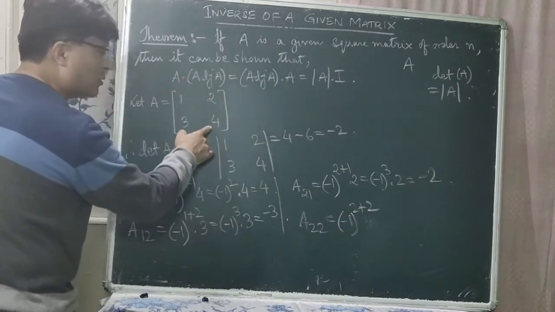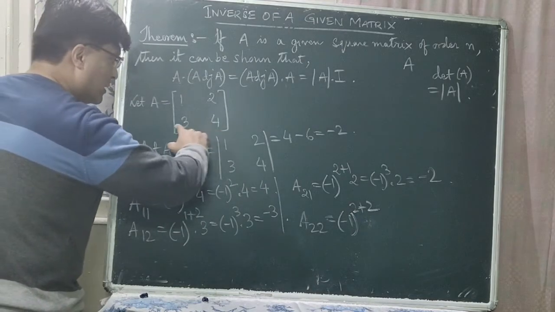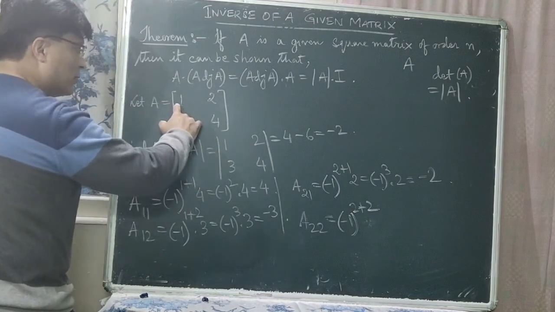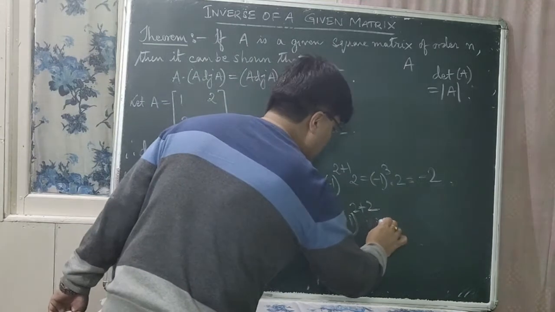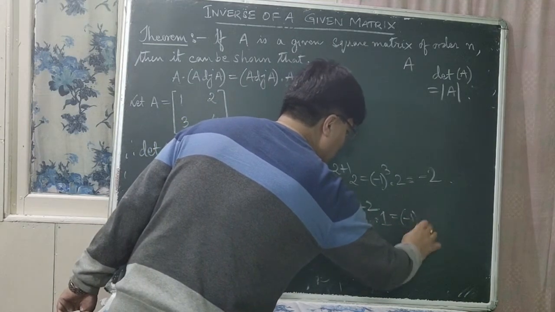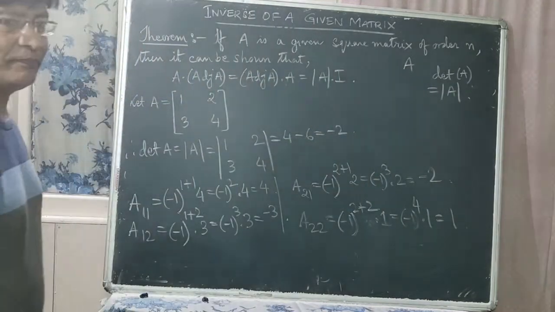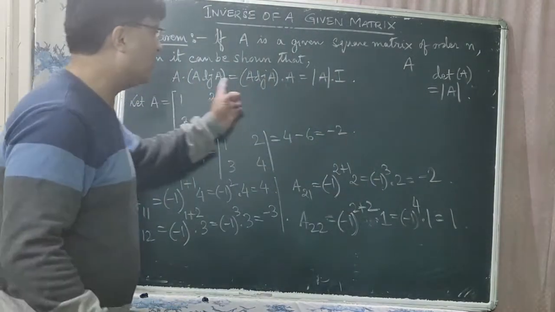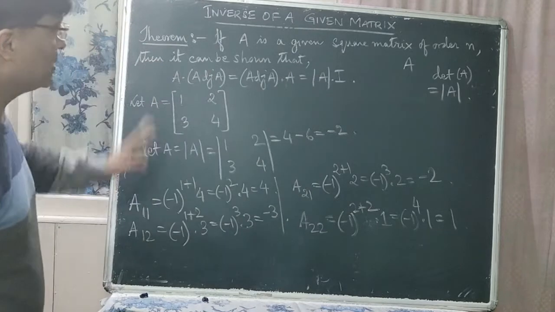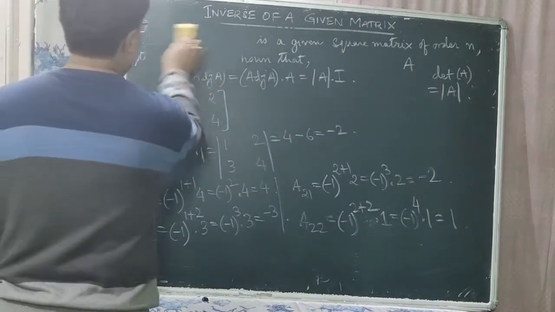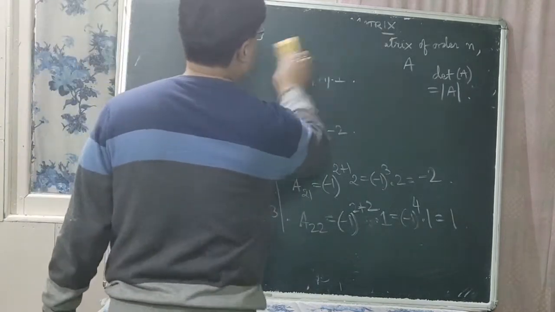Now delete the row and the column through the element 4. That is second row and second column are deleted. What remains? 1. So into 1, which is equal to minus 1 whole to the power 4 into 1, which is equal to 1. So actually we are proving this relation, right? So next.